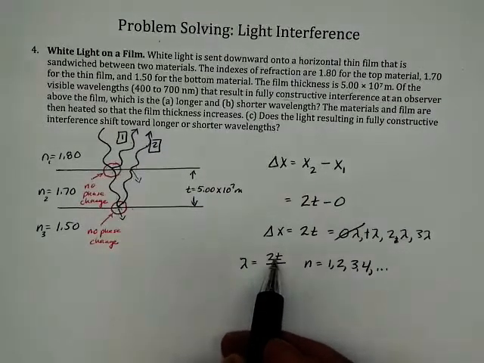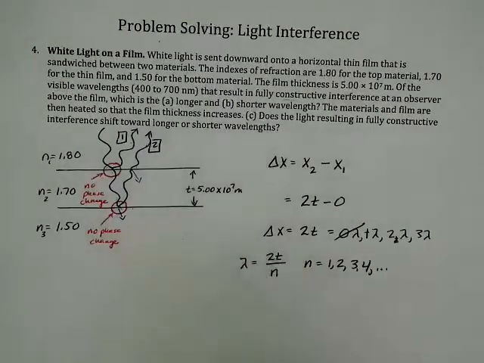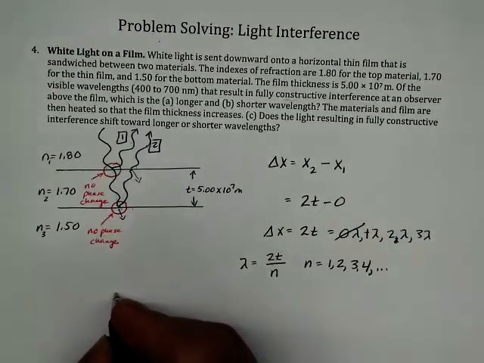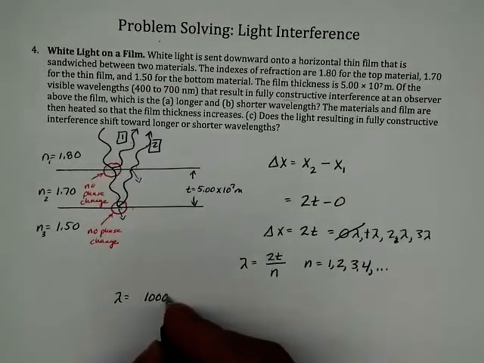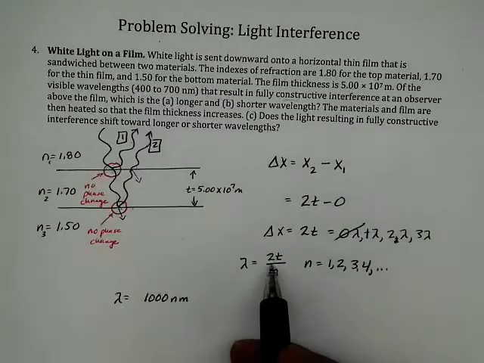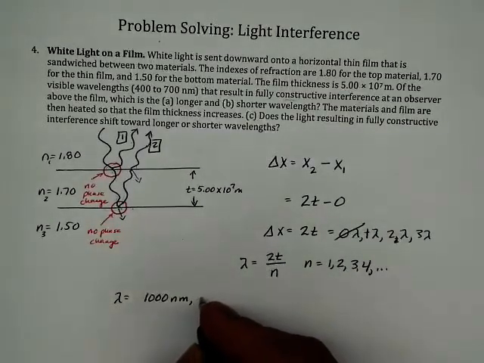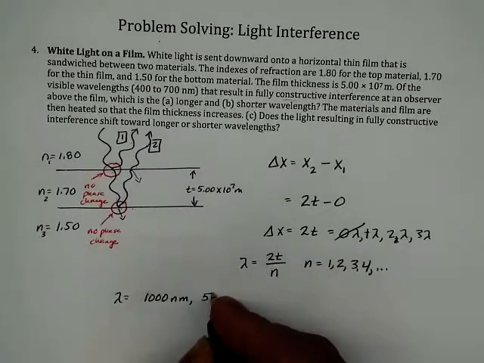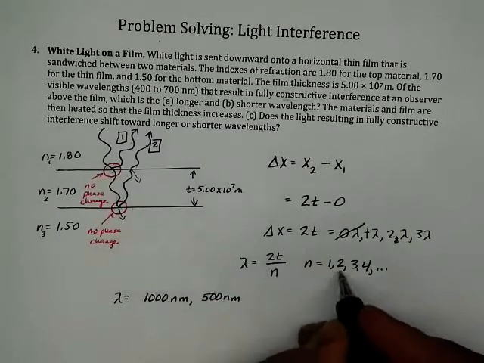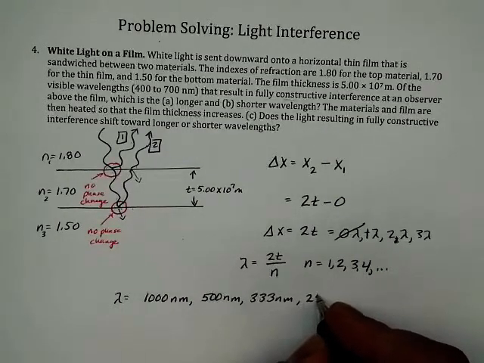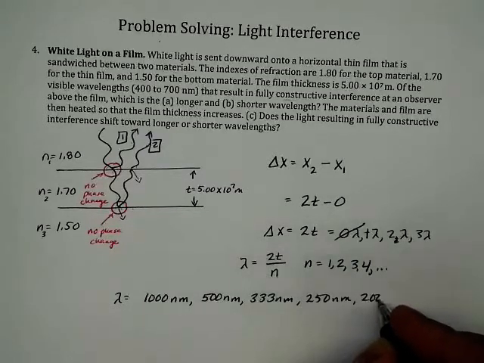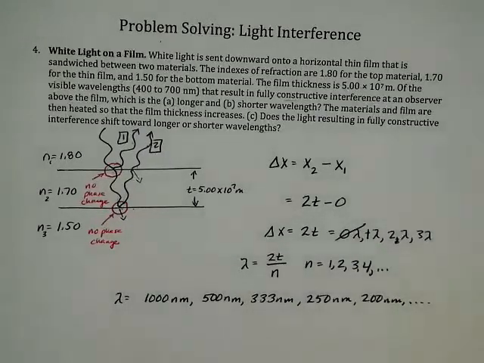Okay, 2 times the thickness of the film is 1,000 nanometers, since the thickness of the film is 500 nanometers. And so we can just start saying, okay, 1 wavelength possibility would then be 1,000 nanometers divided by 1, so 1,000 nanometers. 1,000 nanometers divided by 2 would be 500 nanometers. Divided by 3 would be 333 nanometers, divided by 4, 250, divided by 5, 200. Probably don't need to keep going on from here.